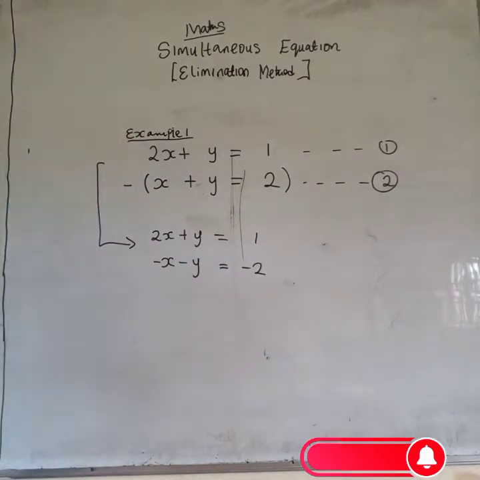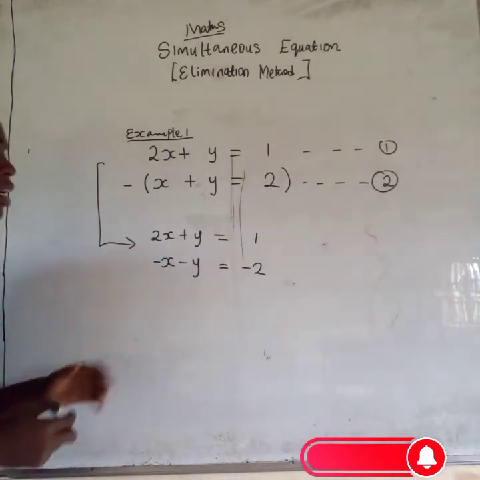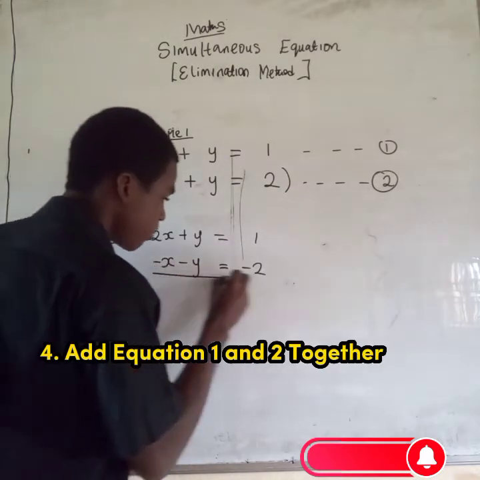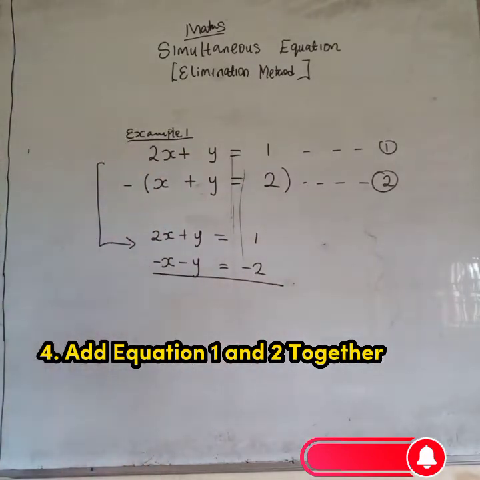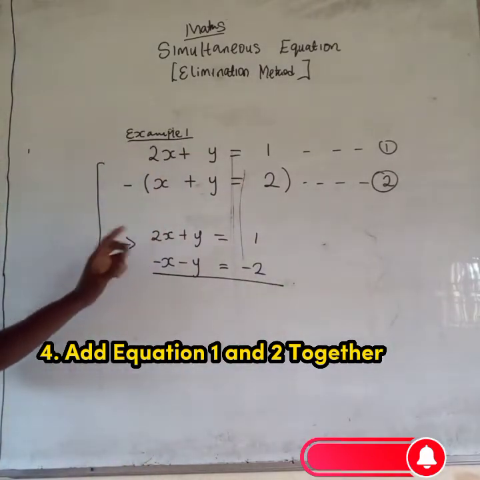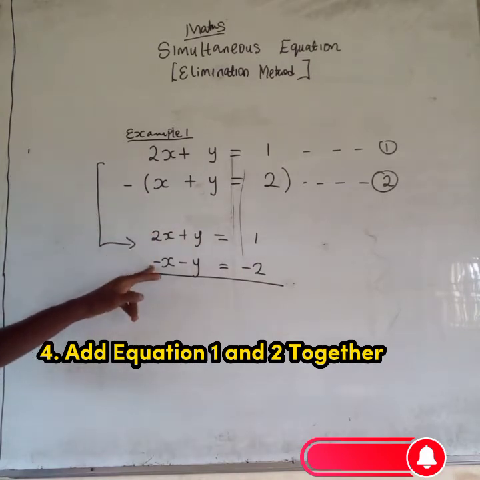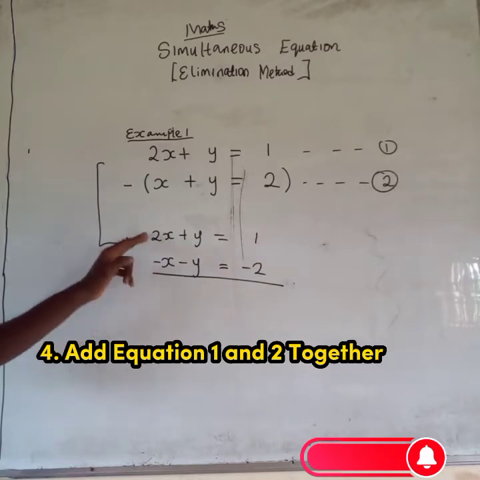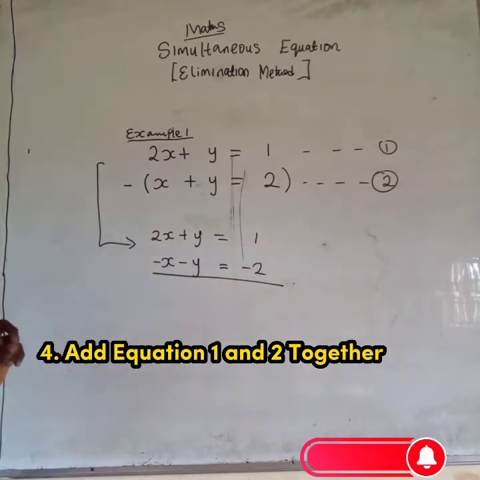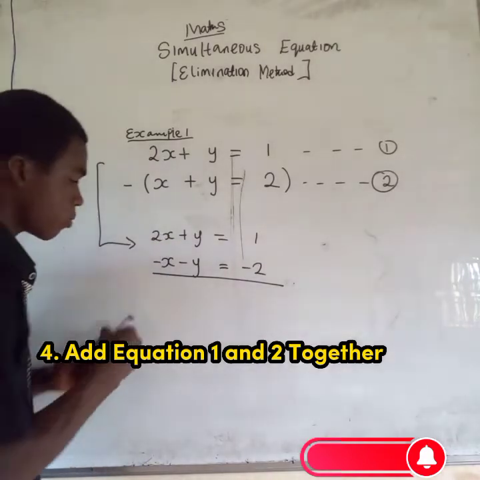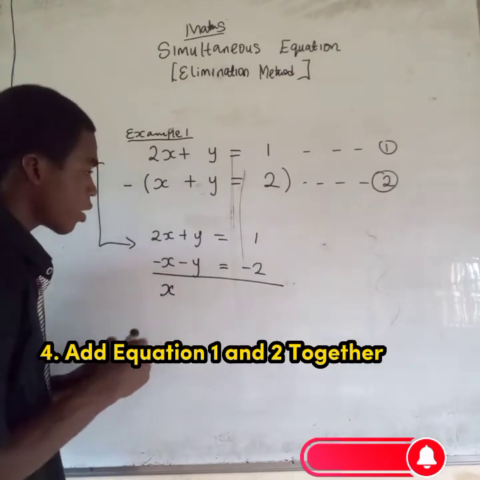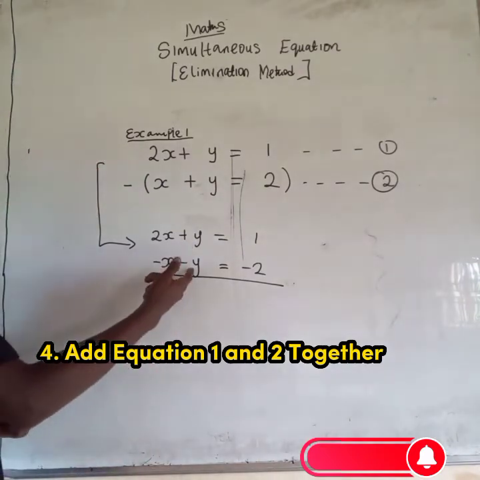Now, since we have succeeded in adding minus to the equation, we now add equation 1 and 2 together. This is the step involved. Now, this is plus 2x, right? There is no minus here. 2x minus x. I have 2x, removing one x. 2x minus x is what? x, right? So it becomes x. Now, this is y. This is minus y.